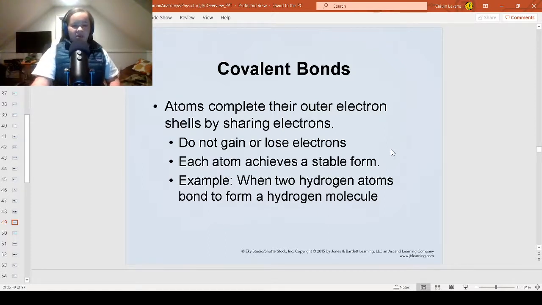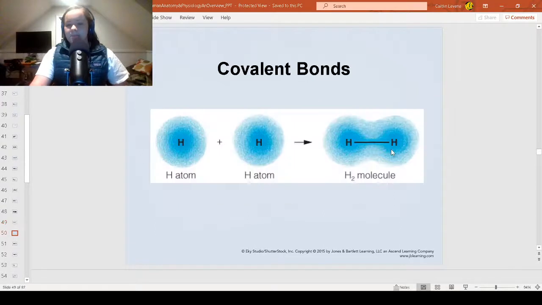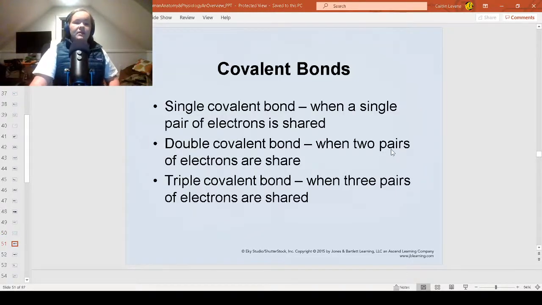And what happens with this is that they achieve a stable form once they combine, and when two hydrogen atoms bond, they form a hydrogen molecule. So as you can see here, they share, represented by the line in between. I love single and double covalence. It takes me back to chemistry class. Single covalent bonds are when a single pair of electrons is shared. Double covalent bonds are when two pairs, and triple when three pairs of electrons are shared.